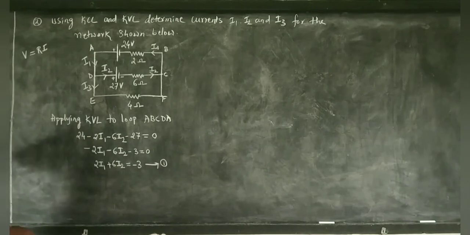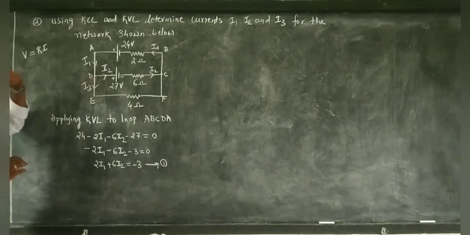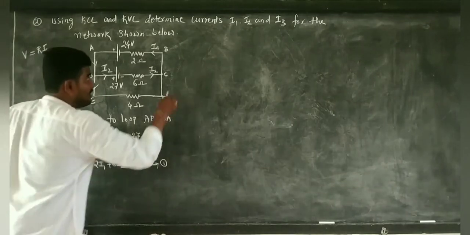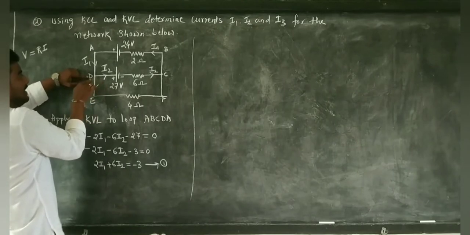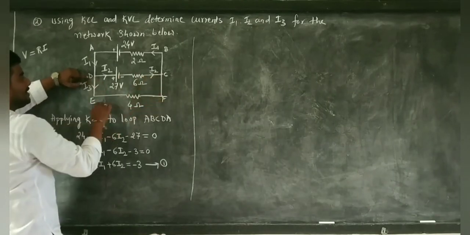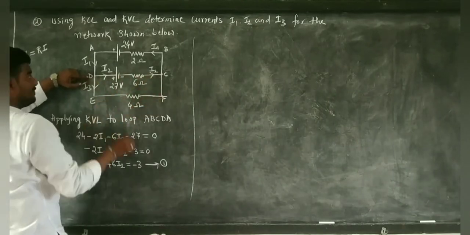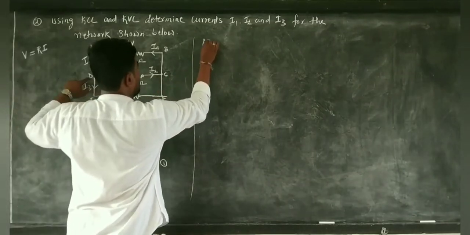I have already told you, you are supposed to use minimum 3 equations because 3 unknown quantities are there. Therefore, I will take one more loop. See here, D, C, F, E, D. This is one loop. Therefore, I will consider one more loop.